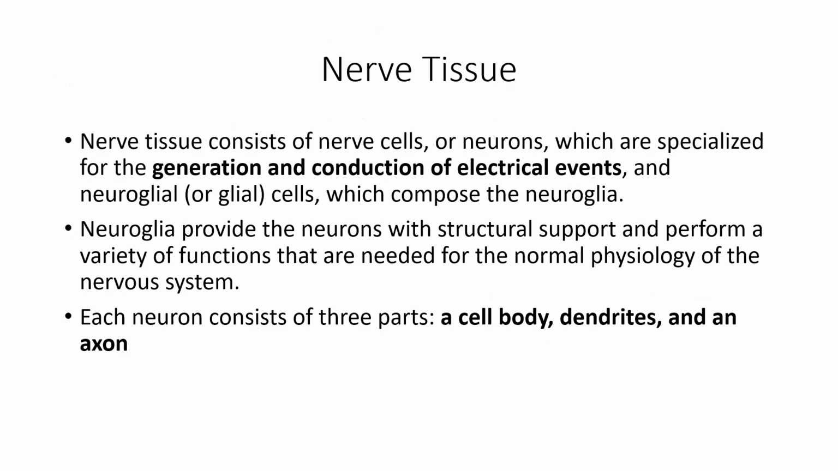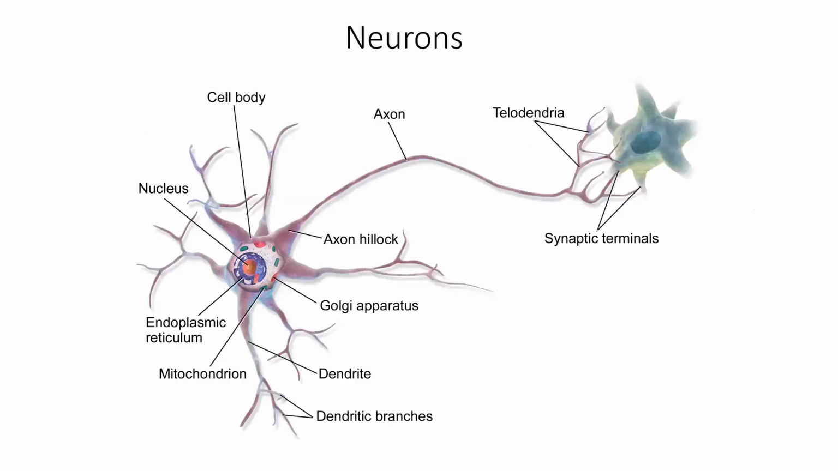So let me start with the neurons, and they have certain parts. For example, the cell body, the dendrites, and axons. As you see on the picture, here is our cell body. It has little short branches, which are called dendrites, and the longer branch, which is called axon. The axon has synaptic terminals, which help it to connect with the other cells as well. And the neurons are responsible for generating and conducting the action potential, which I'm going to discuss in a minute.